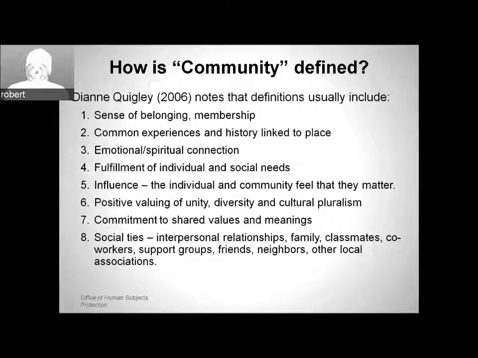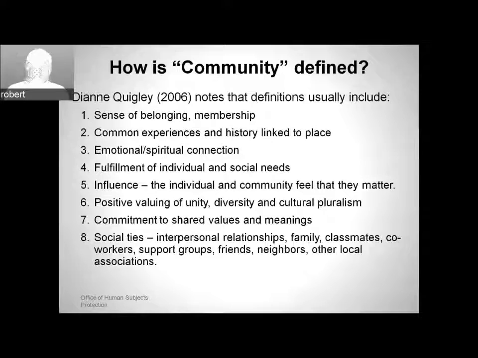One of those potential things: 1, a group with a sense of belonging or membership. 2, common experiences and a history linked to place. 3, emotional, spiritual connection. 4, fulfillment of individual and social needs. 5, influence. The individual and community feel that they matter.